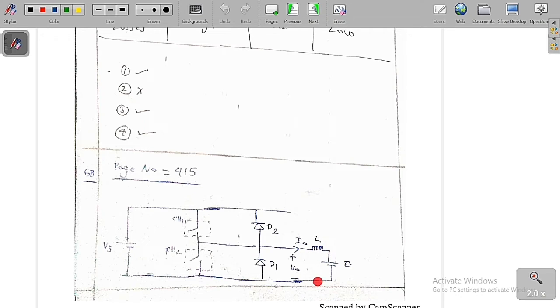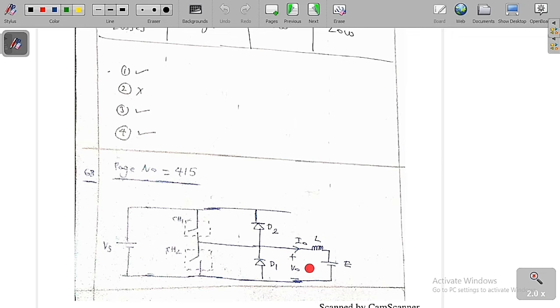In the second case, let me turn on only D1. So I am turning off all the other things. CH1 is off, CH2 is off, D2 is off, only D1 is on. So the current is going to decay, which means the inductor is going to get discharged. So the current is going to decay in the positive direction.